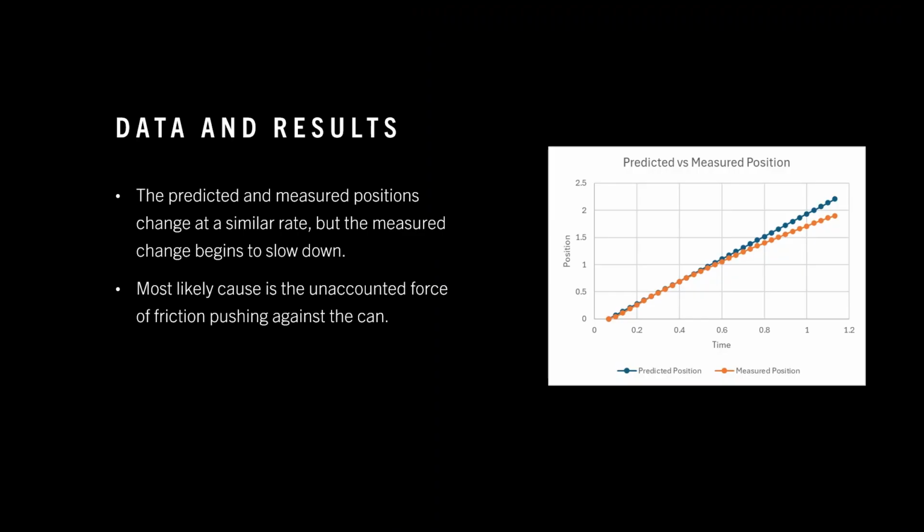following values. So you can see on the blue side of the graph, we have the predicted position, which was the theoretical in the code, and then the measured position, which is the actual can rolling in the experiment. So they change at a very similar rate, but the measured change begins to slow down, and the most likely cause for this is the force of friction acting against the can, but it could also be that the tracker for each frame was not placed accurately at the center of mass of the can, which can cause a slight discrepancy between the values.